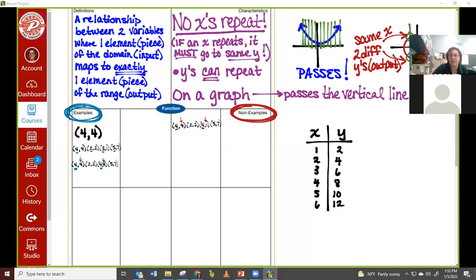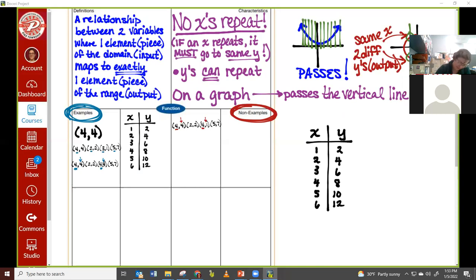Function or not a function? Function, yes. Why? Why is it a function? X's don't repeat. Beautiful.